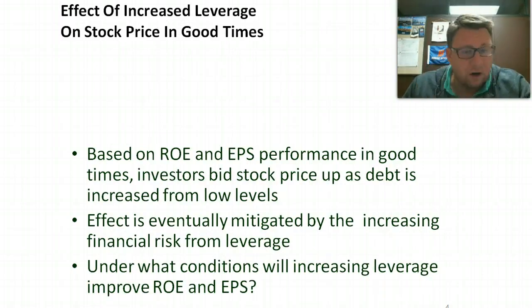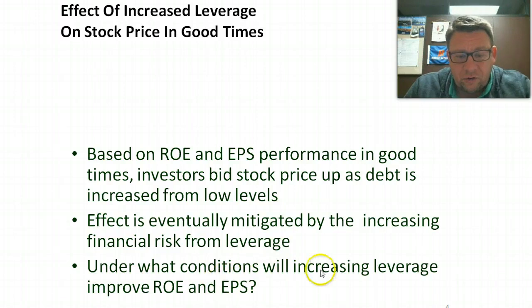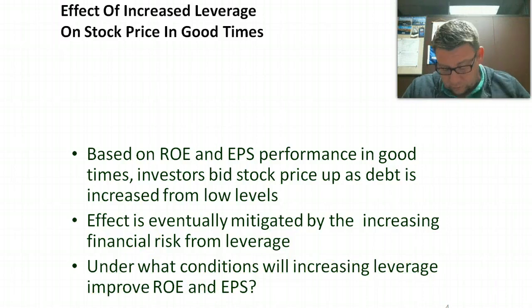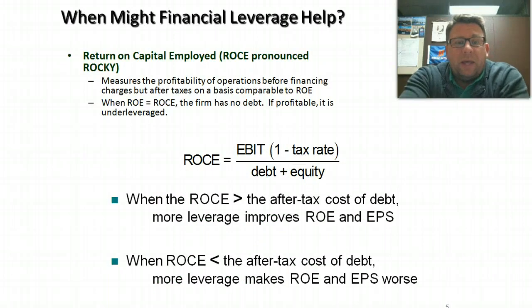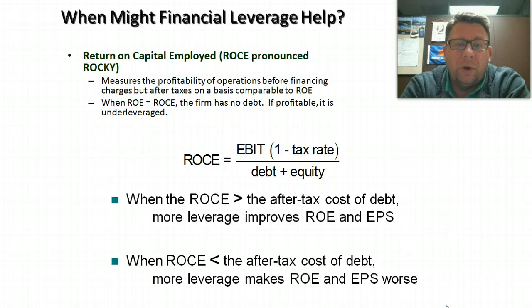Okay, so based on ROE and earnings per share performance in good times, investors bid the stock price up. The company's looking more profitable, so more people are buying the stock. The question is, under what condition will increasing leverage improve ROE and earnings per share? That's one of the things we want to figure out. And the way that we calculate that, we call it return on capital employed. It's abbreviated ROCE, and it's pronounced ROCE.